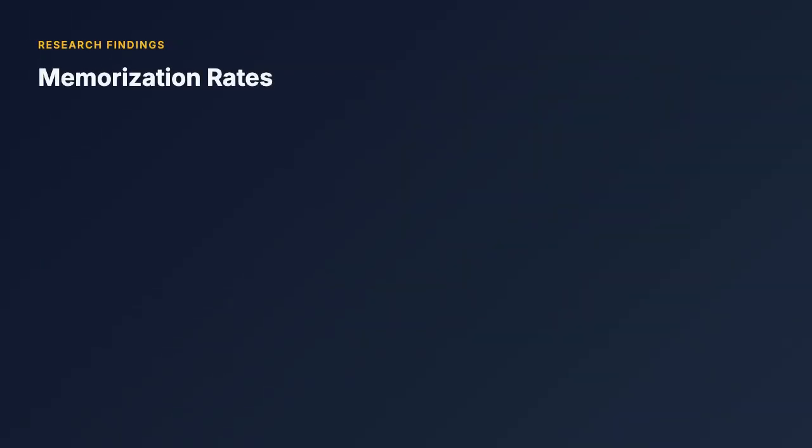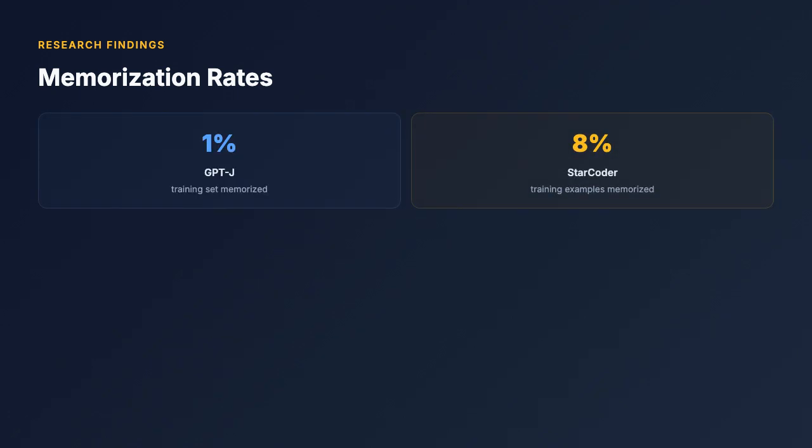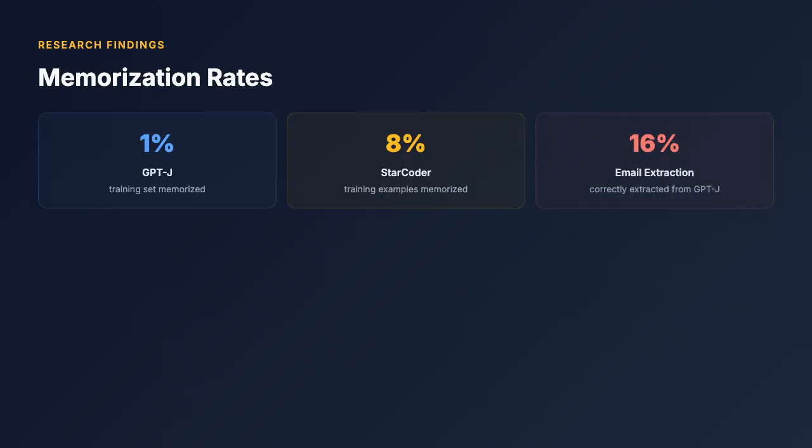Here are the concrete memorization rates from research. GPT-J memorized at least 1% of its training set. StarCoder memorized at least 8% of sampled training examples. Email addresses could be extracted from GPT-J correctly 16% of the time.